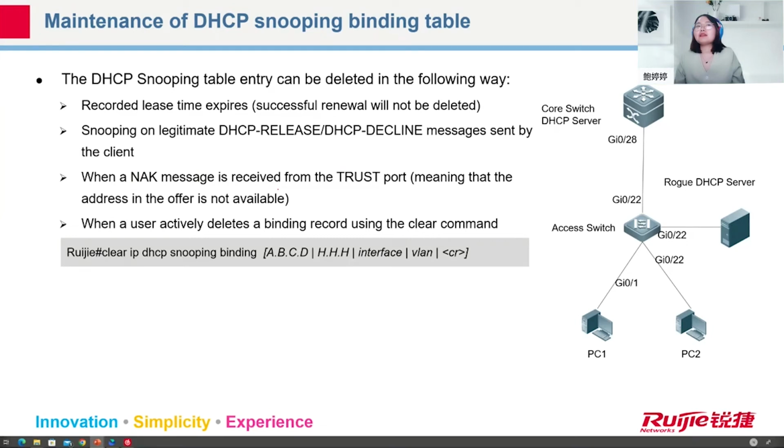Or maybe a NAK message is received from the trust port. That means the DHCP server decided this IP address cannot be used for the client. When a user actively deletes the binding record using the command clear ip dhcp snooping binding, then this entry also will be deleted.